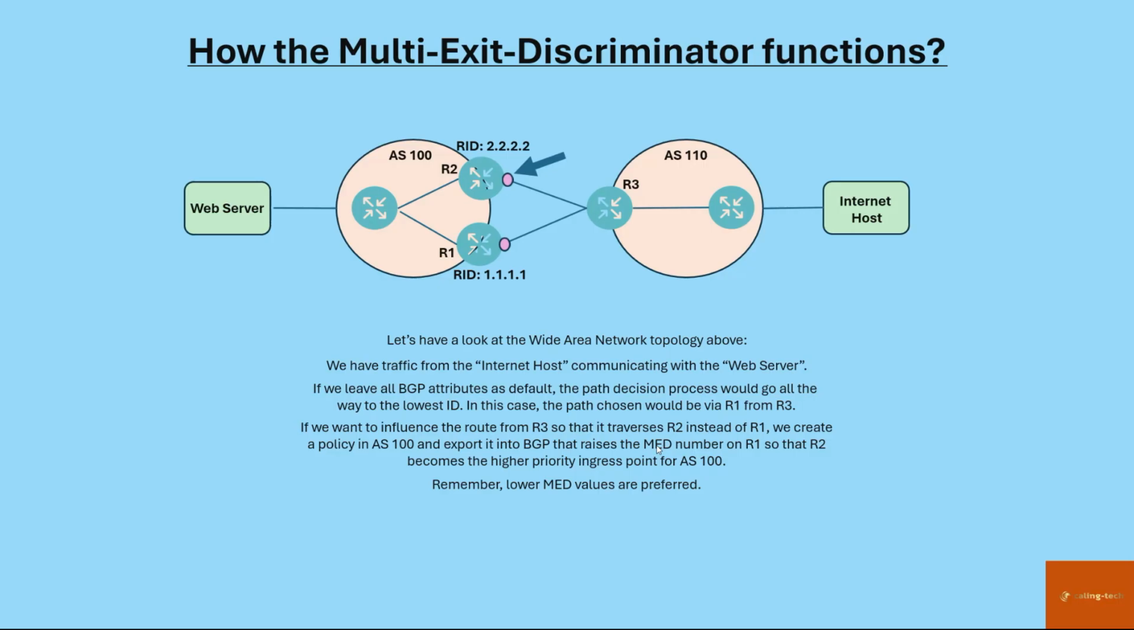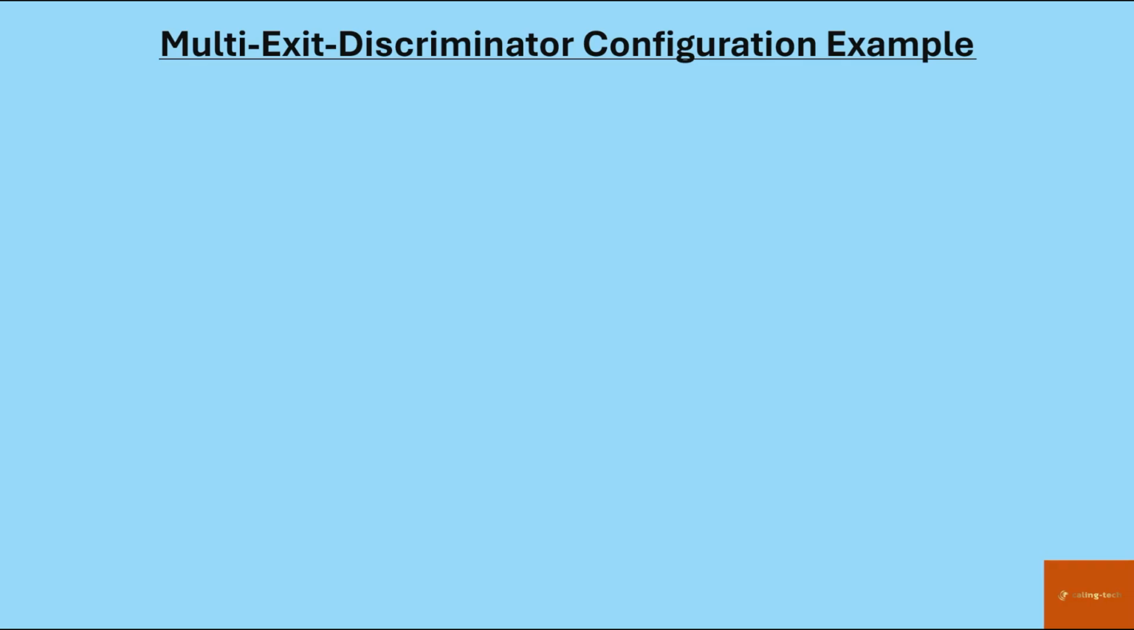Now, we have to remember as well that the lower the MED value, the more preferred the route. So it's important to note as well that unlike local preference, which can affect internal routing, the MEDs only influence the inbound traffic. So let's have a look at a basic MED or multi-exit discriminator configuration example.